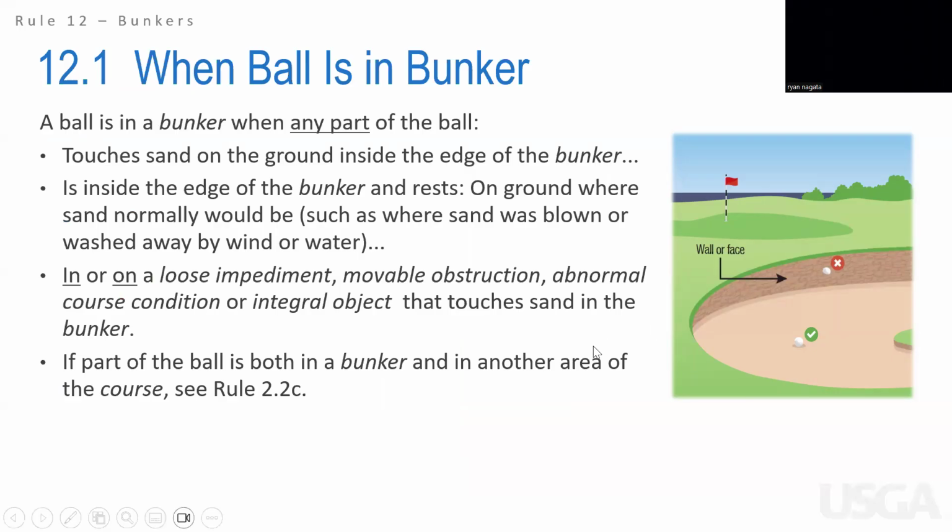This slide will go over when a ball is in fact considered to be at rest in a bunker, and that is when any part of the ball touches the sand on the ground inside the edge of the bunker, is inside the edge of the bunker and rests on ground where sand normally would be, such as where sand was blown or washed away by wind or water, is in or on a loose impediment, movable obstruction, abnormal course condition, or integral object that touches sand inside the bunker. And if part of a ball is both in a bunker and in another area of the course, you're going to see Rule 2.2C as to the status of that golf ball. It's a fairly rare circumstance, so we will save that subject for another time.